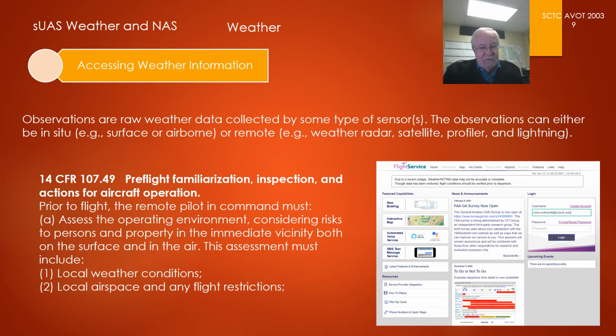Okay, and this is that regulation that I mentioned before. CFR 14-107-49, pre-flight familiarization, inspection, and actions for aircraft operation. It says very specifically, Part 107 says, prior to flight, the remote pilot in command must assess the operating environment, consider risks to persons and property in the immediate vicinity, both on the surface and in the air. This assessment must include local weather conditions, local airspace, and any flight restrictions.